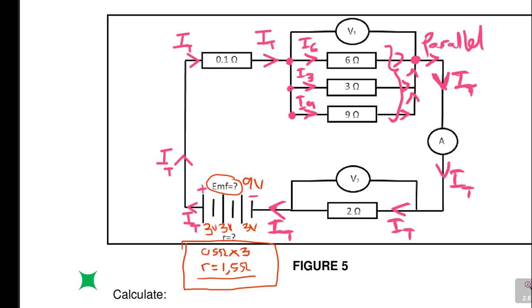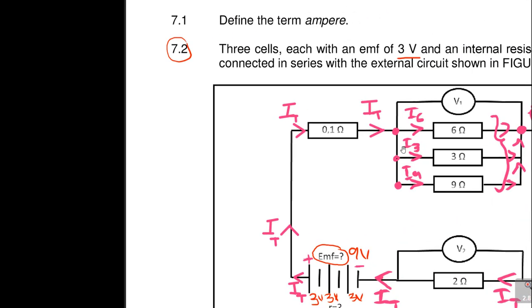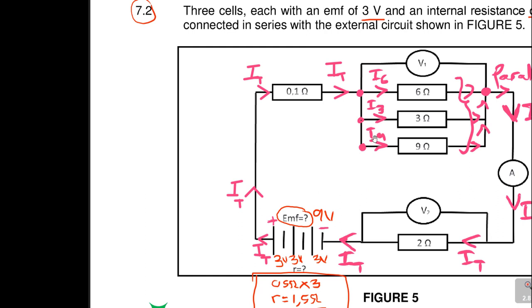So now when you're finding the total resistance, which is the equivalent resistance, first of all, you have to consider the parallel circuit. Which means these 6, 3, and 9, we must consider them first. Actually, I'm not going to draw them because they're already drawn. But you know the formula.